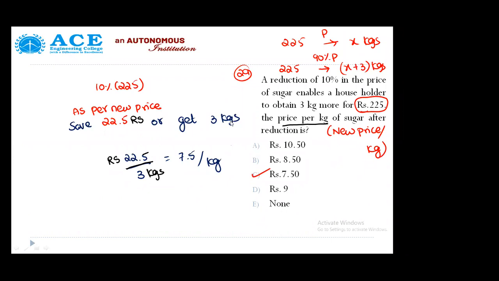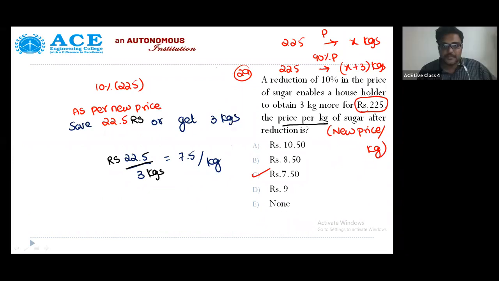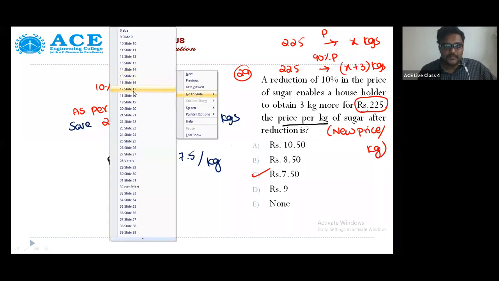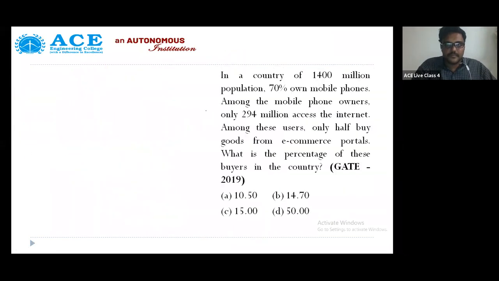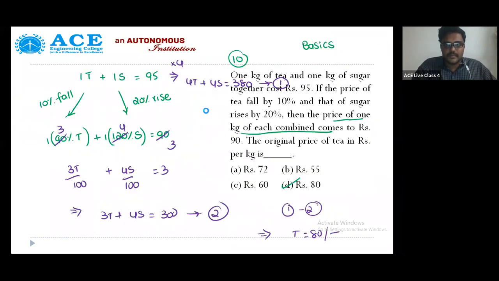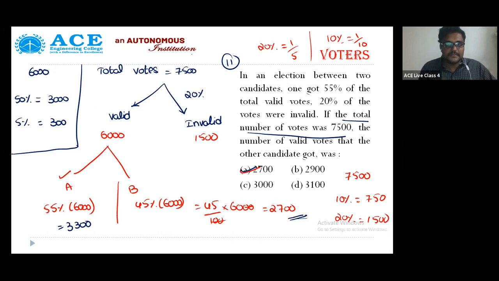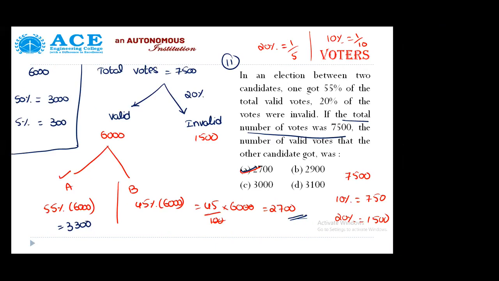Sir, question number 11. Yeah, madam, please. Yes, sir. Here we have taken 20% invalid votes from the total votes, right? Yeah. But why haven't we taken it from the 55%?